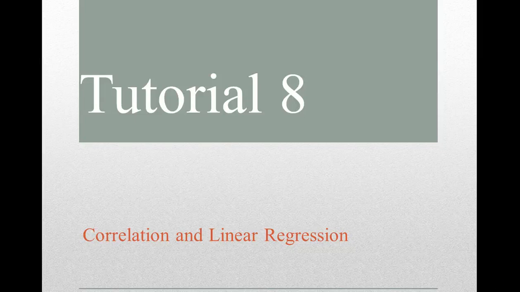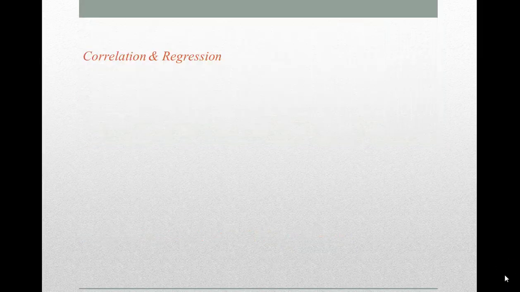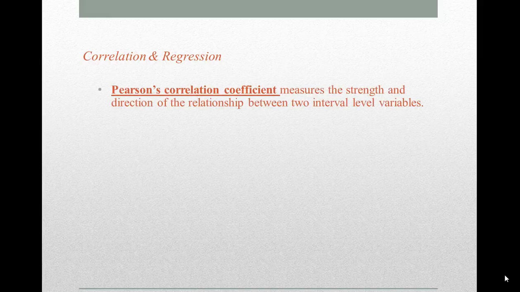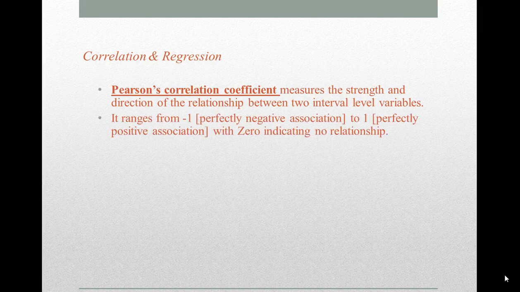Welcome to Tutorial 8, where we're going to be discussing correlation and regression. Correlation and regression are important and flexible techniques used to analyze interval-level relationships. Pearson's correlation coefficient measures the strength and direction of the relationship between two interval-level variables. It ranges from -1, perfectly negative association, to 1, perfectly positive association, with 0 indicating no relationship.